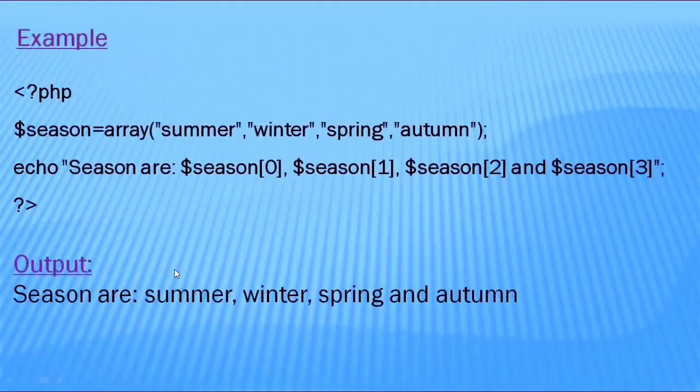Okay. Next example. If you look at this, starting PHP code, season equal to array of summer, winter, spring, autumn. Next echo statement. Seasons are season 0, season 1, season 2 and season 3. Next close the PHP code. The output prints the related index values. Season 0, the output is summer. So summer is printed. Season 1, the value is winter. So winter is printed. Season 2, the value is spring. So spring is printed. And season 3, the value is autumn. So autumn is printed. So this is the one way representation.